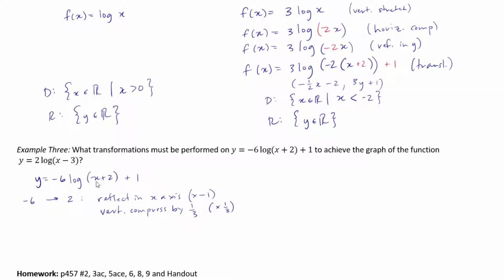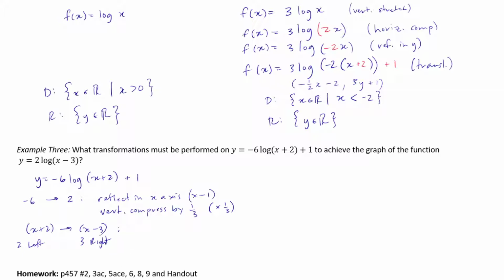Take a look right here. We have x plus 2. So that means that it's shifted left 2 units, but I want this shifted right 3 units. So what I'm going to have to do to go from +2 to -3, right, to go from x plus 2 to x minus 3. So recall that's to go from 2 units left to 3 units right.